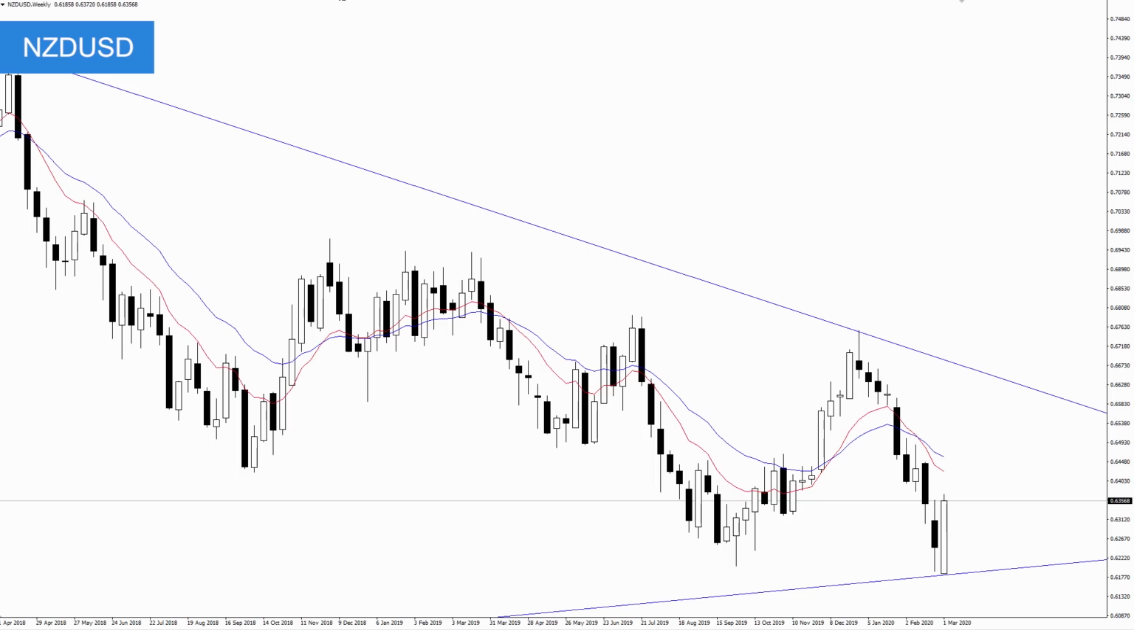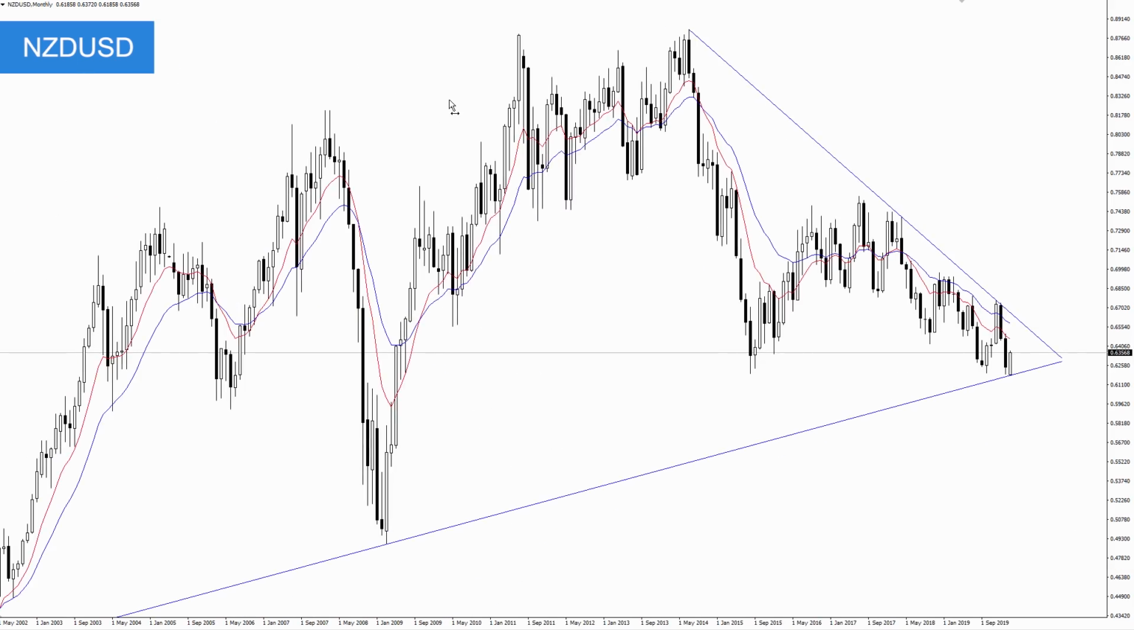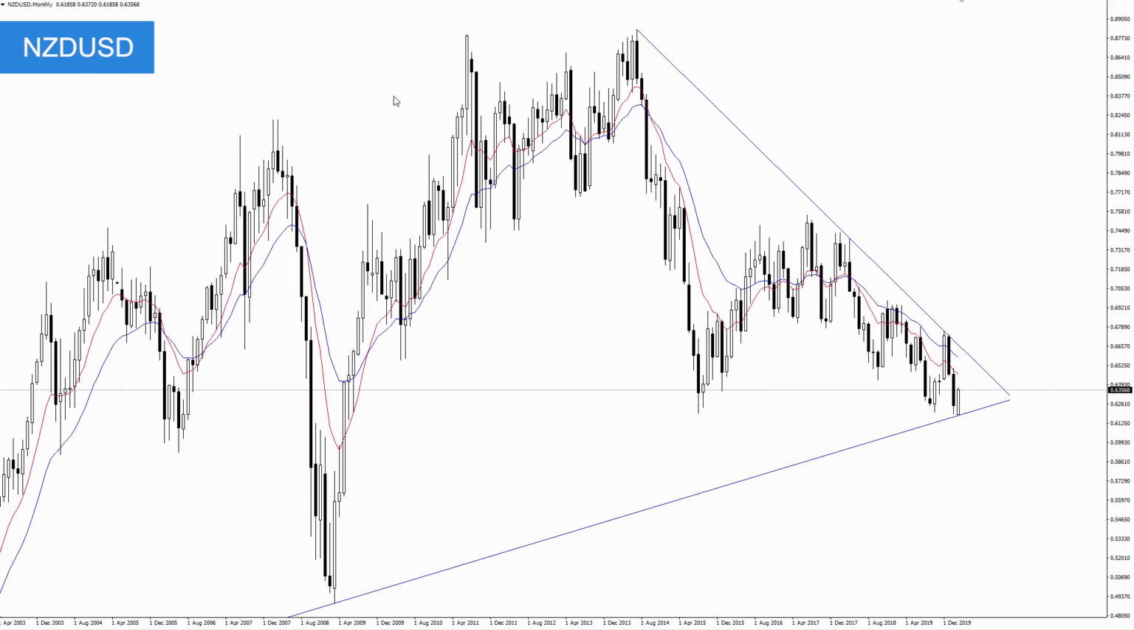But do keep a close eye on this multi-year terminal pattern, because in my opinion, this is the one that's going to force the market's hand and produce the best opportunity over the coming weeks and perhaps even months.